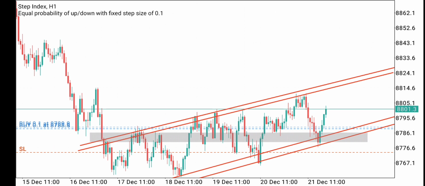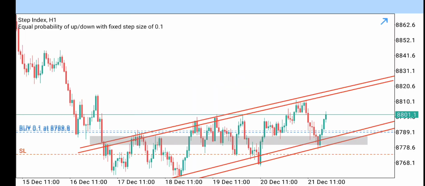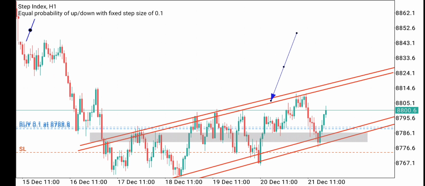All right, so let me bring out my arrow. Okay, so this level here, you can see market has been respecting this level so much. How many times? 1 2 3 4 5. Okay, so market has been respecting it, and also down here 1 2. All right, this is the third time where we find the opportunity. All right, so I met the market at this point.